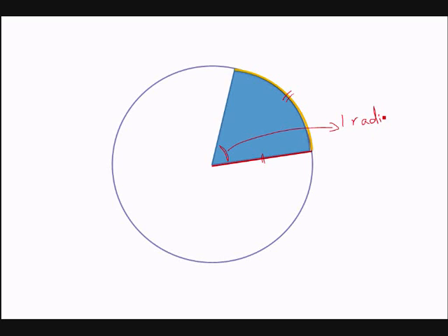Let's continue the same concept further. Consider this circle. I have a sector here in which the radius of the circle is equal to the arc length. If I make a sector in this way, where the radius of the circle is equal to the length of the arc of the sector, then the angle formed here is named 1 radian. So a radian is a measure of angle of a sector in which the radius of the circle is equal to the length of the arc of the sector.